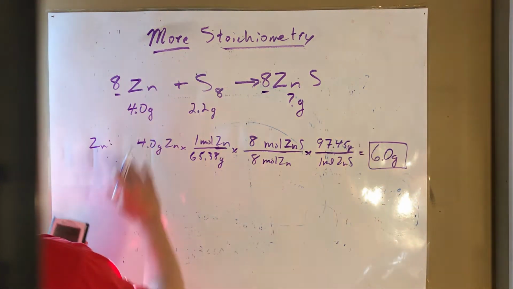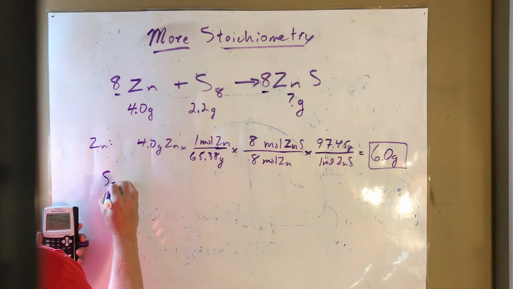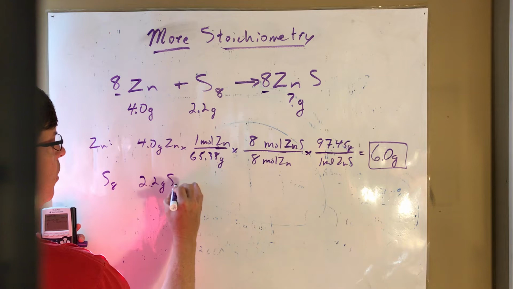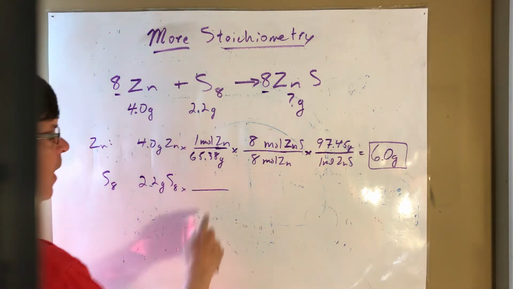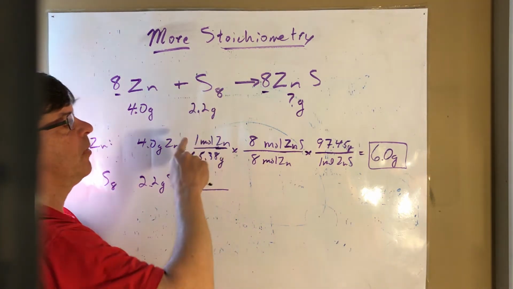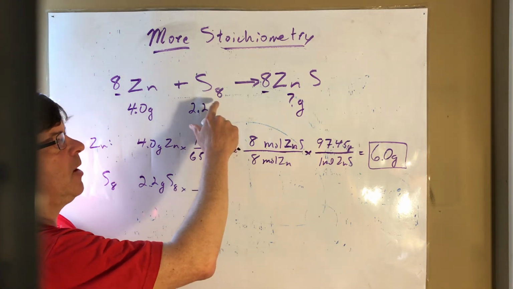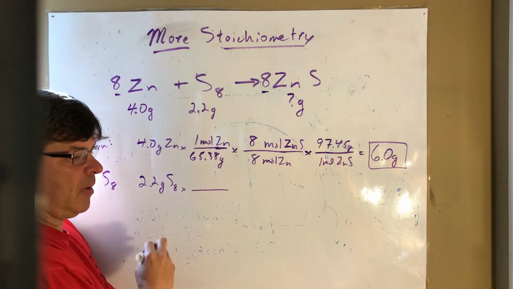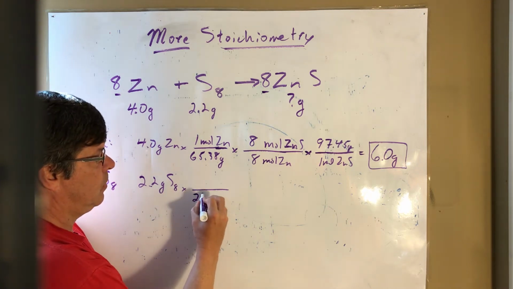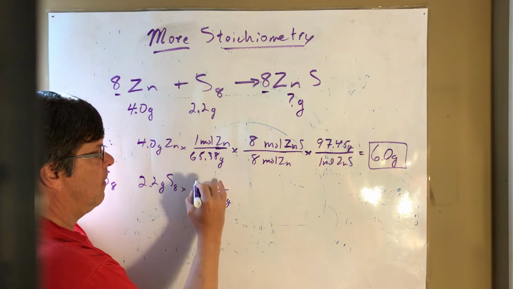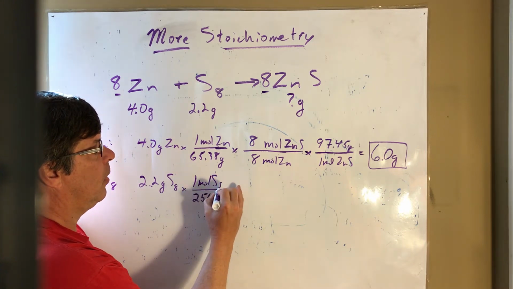All right, so now let's start with sulfur now, S8. We have 2.2 grams of sulfur. Now, we can't use the atomic mass of sulfur. So that's 32.07. There's 8 of them. So you got to times 8 by 32.07. So that's 256.56. I already did that earlier, okay? That's 1 mole of sulfur.